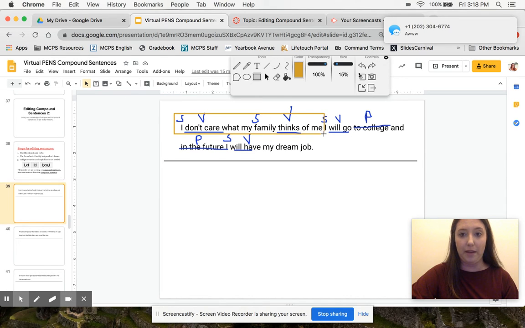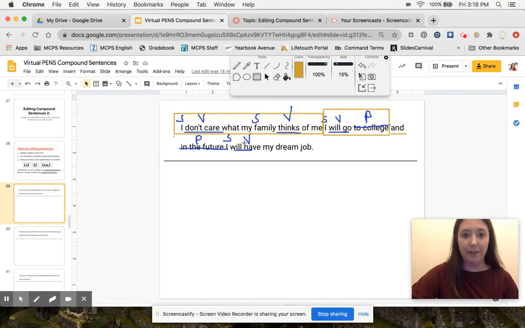I don't care what my family thinks of me. I will go to college. That's another clause, right? Here we have our fanboys word. That's sort of separate from the clause. And then we have another clause here. Okay? So that's really 3 clauses. I know it's a little confusing because, like I said, we haven't gone over this SV, but you can hear how it sounds. I don't care what my family thinks of me. That kind of all goes together.